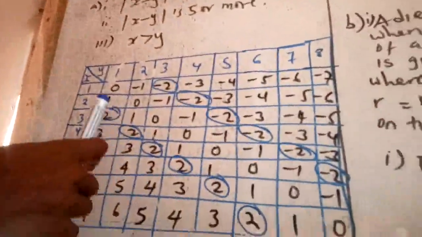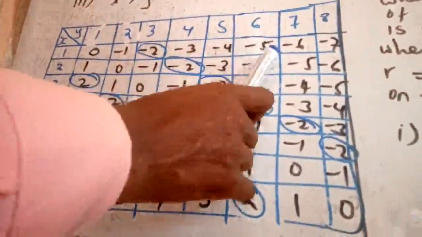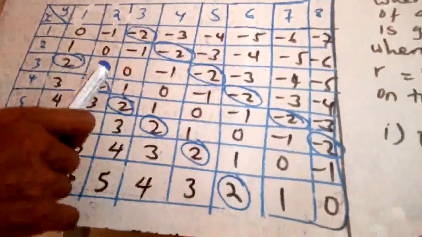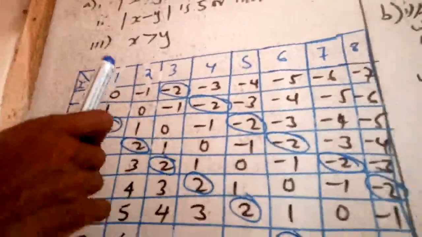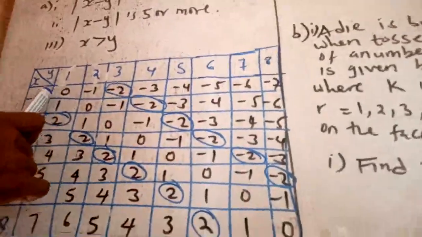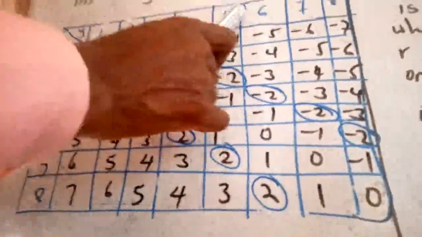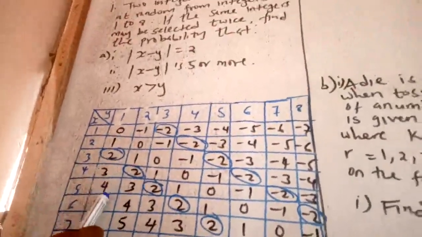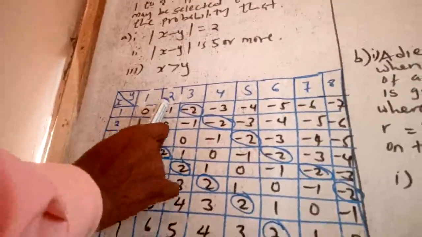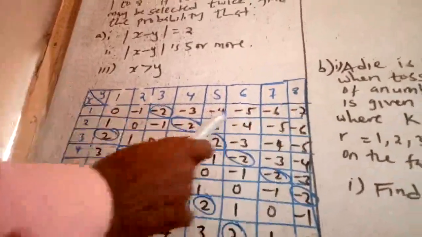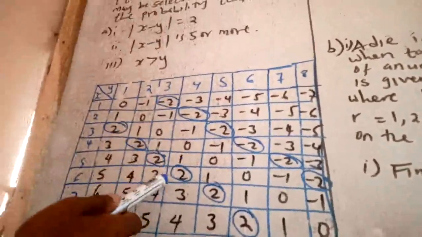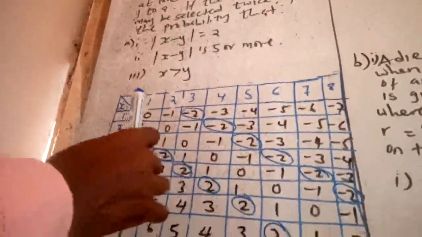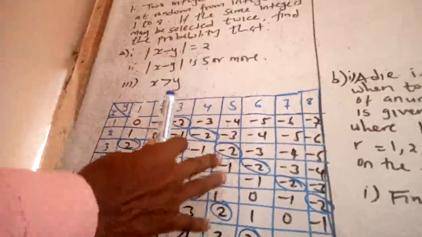Punnett square. If you count all the black results, they are supposed to add up to 64, because it is supposed to be 8 by 8. So this is 1, 2, 3, 4, 5, 6, 7, 8. What about here? 1, 2, 3, 4, 5, 6, 7, 8. So 8, you multiply by 8, you will get the total possible outcome being 64.